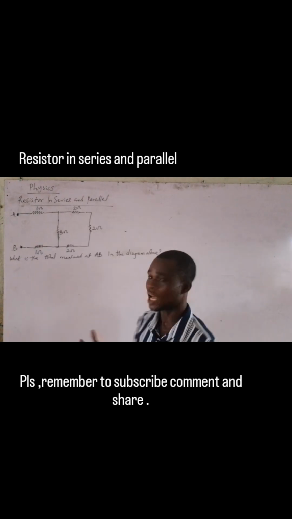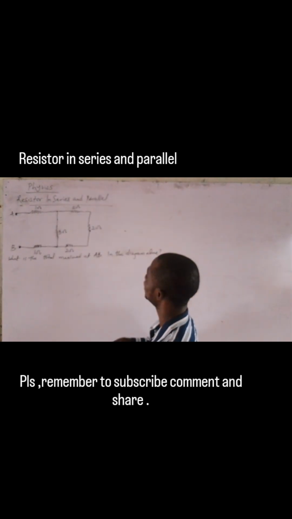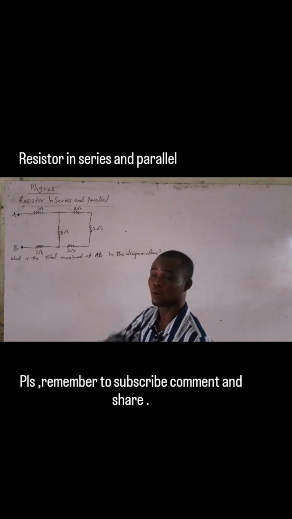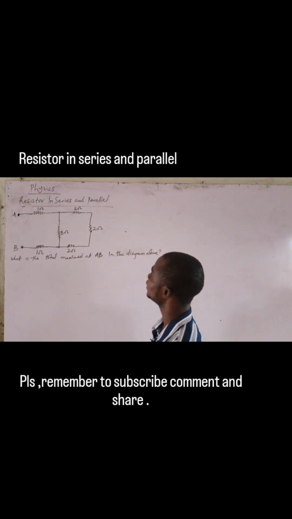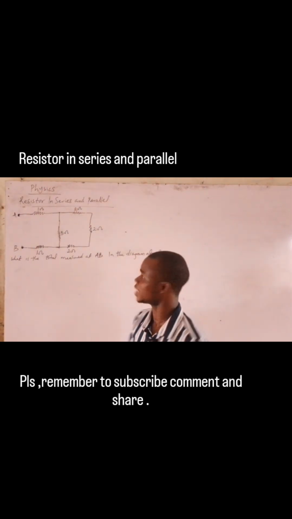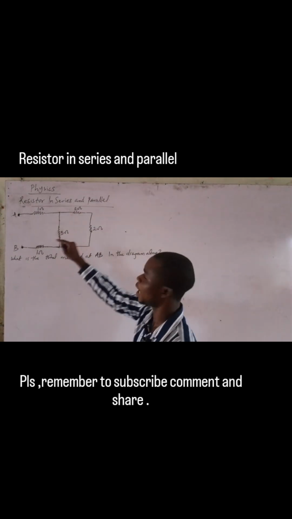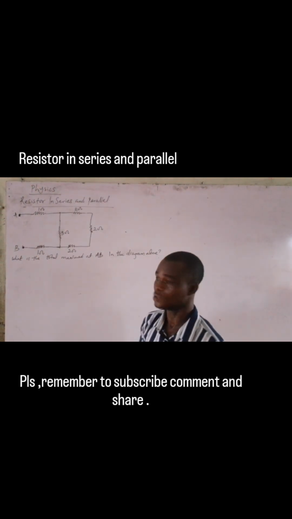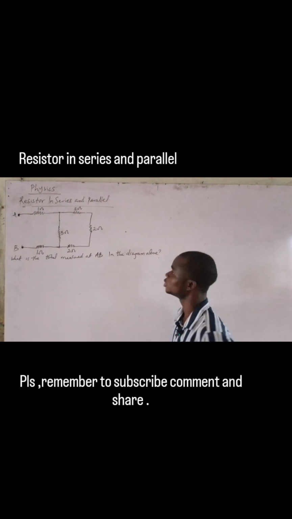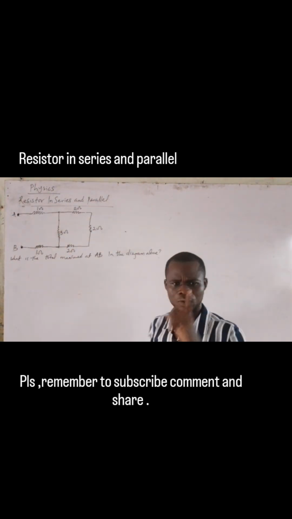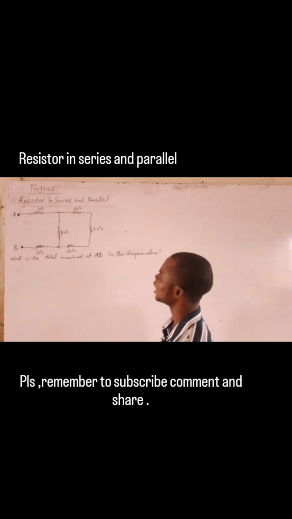Now, what does that mean? It means we need to find the total resistance measured at point A and B. Now, how do we find it? This is a mixed circuit that consists of a parallel and a series connection. Now, how do we solve questions like this? The first thing is that we need one assumption here. And what is that assumption?